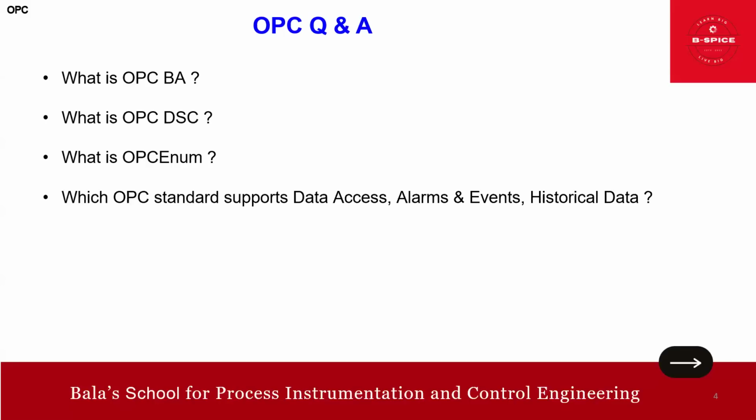Okay, good. Which OPC standard supports data access, alarms, events, and historical data? Any guess altogether? Yes, of course, OPC UA. OPC UA, Unified Architecture, supports data access, alarms, events, and historical data all together. This combined functionality makes it more flexible and capable than older and separate OPC standards. You got it, friends? Yes.